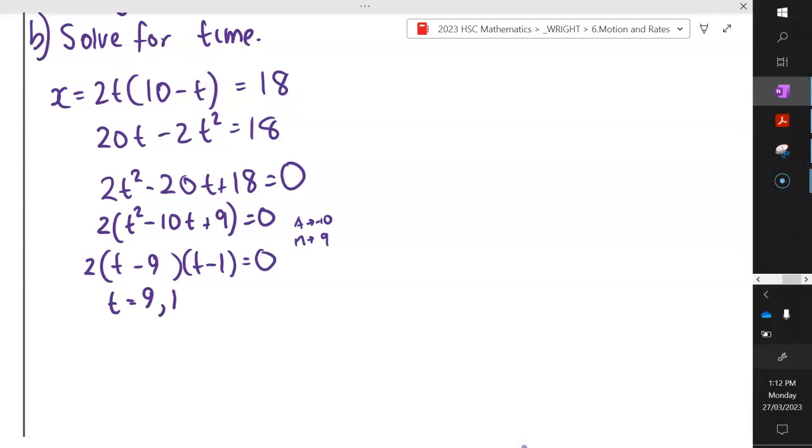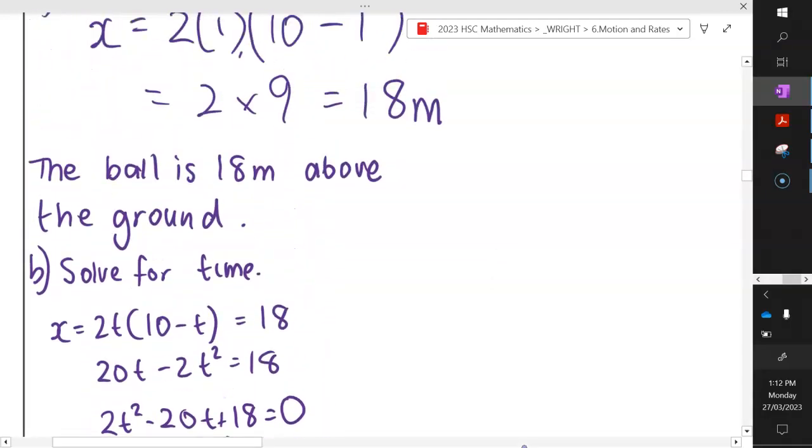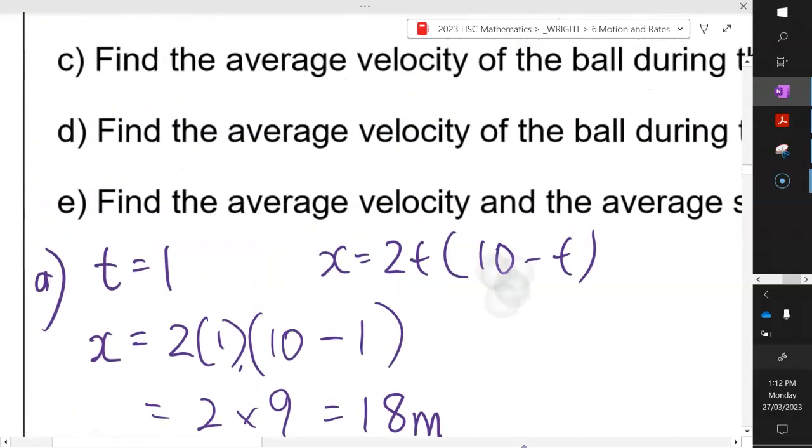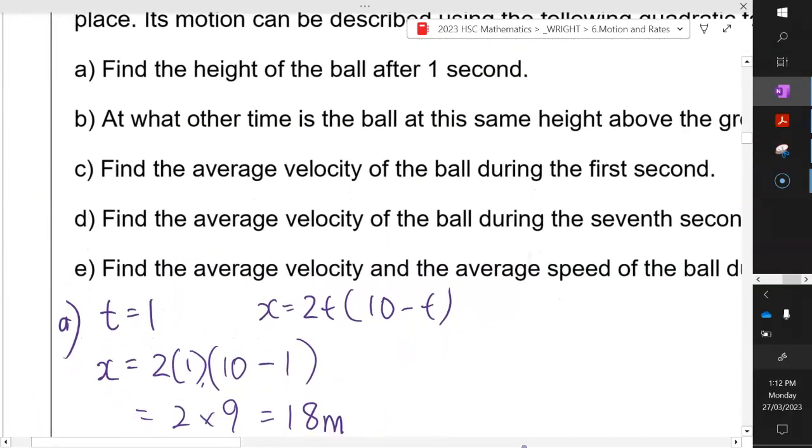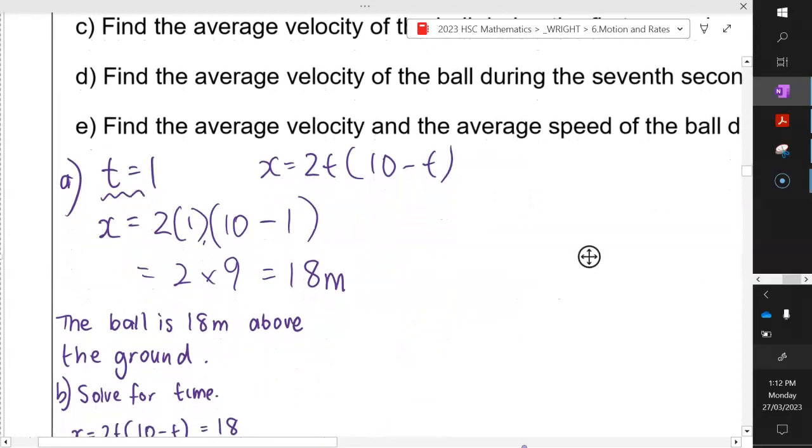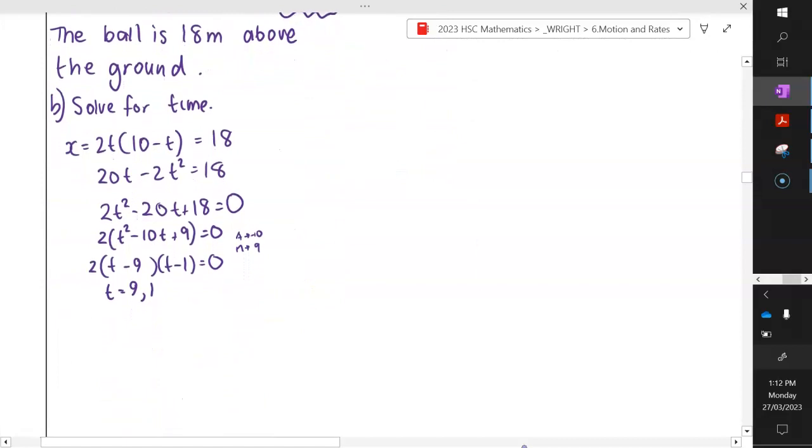So if you have a look at the question above, we got asked to work out the height of the ball after 1 second, and we got 18 metres. So that was one time that it was above the ground at 18 metres, and we've got that as an answer again, so we're happy with that. The other time that it's above the ground by 18 metres is at 9 seconds, and that will be on its way back down as it comes towards the ground again.